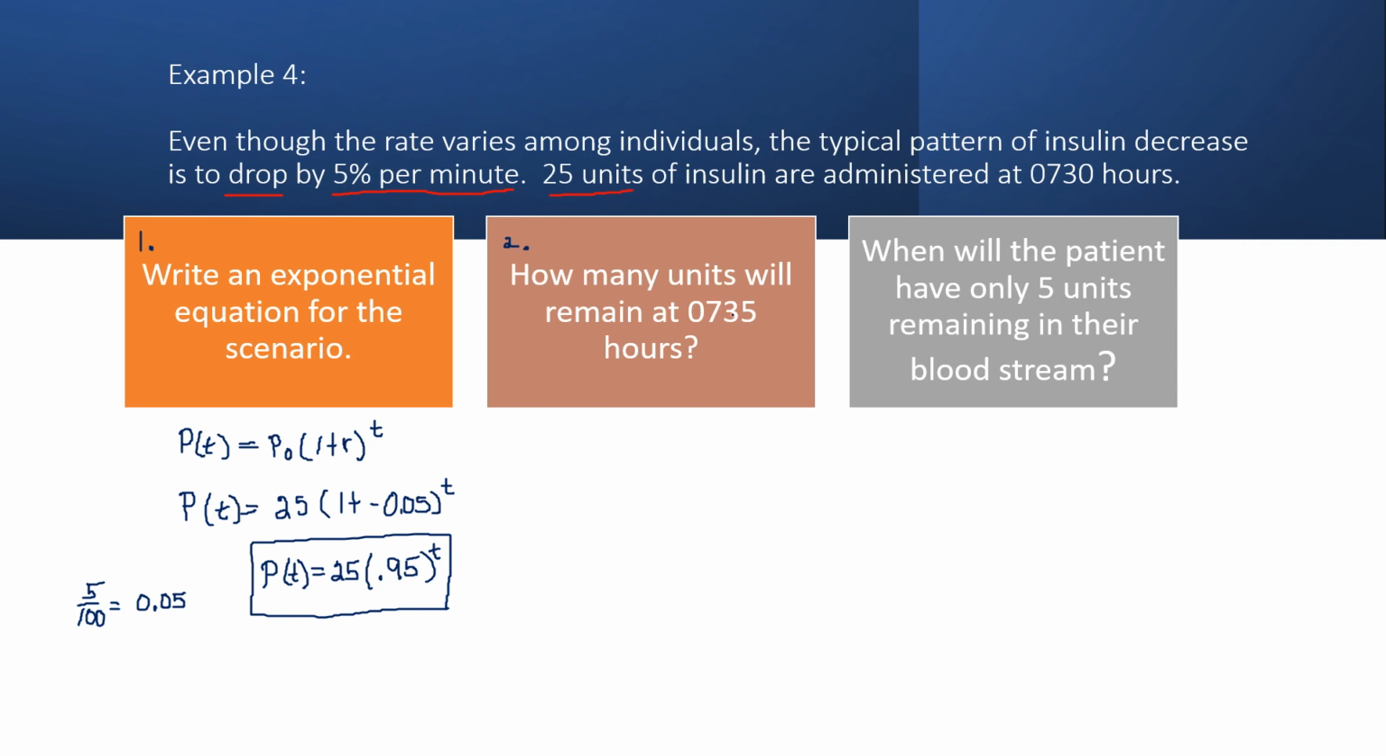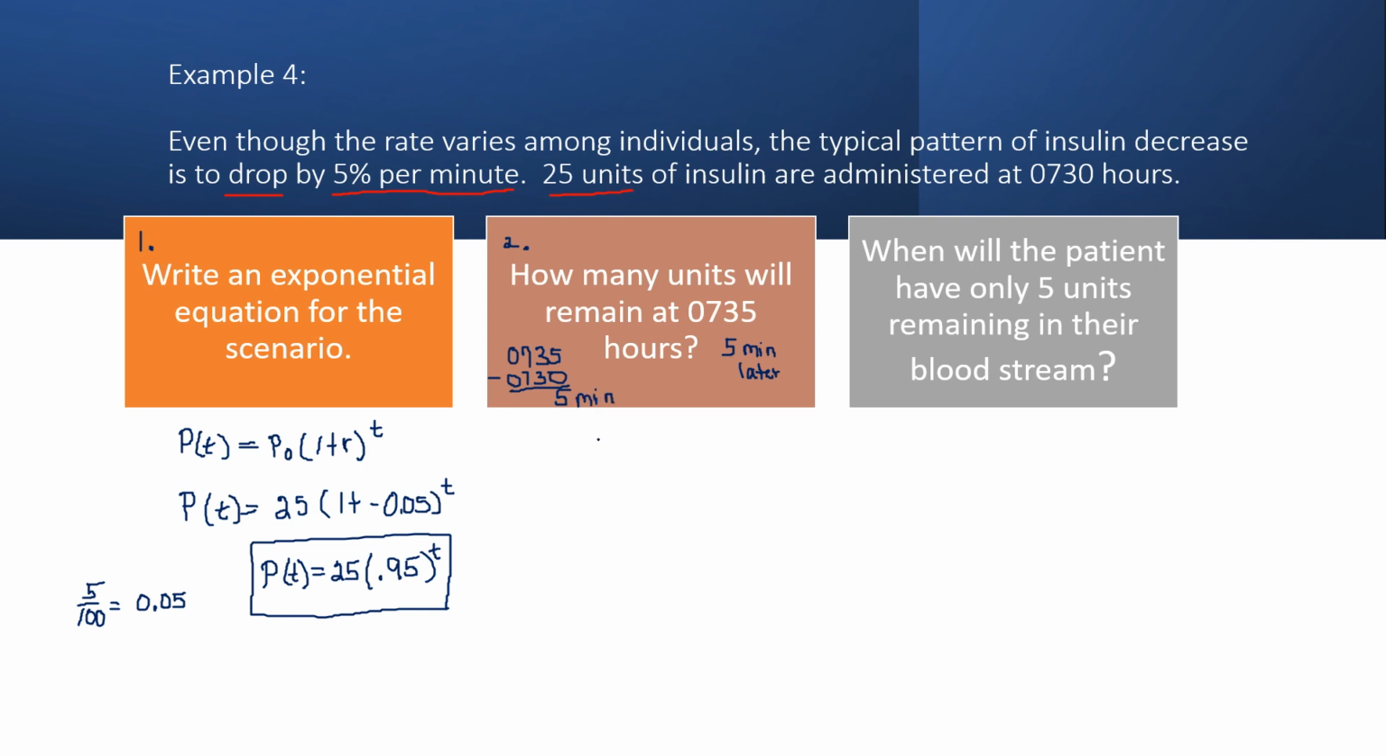How many units will remain at 0735 hours? So looking from the original problem where the insulin was administered at 7:30 exact, this is 7:35. So I see that this is 5 minutes later. So truly I have done subtraction here. 0735 minus 0730 gives me 5 minutes. And so that is my time.